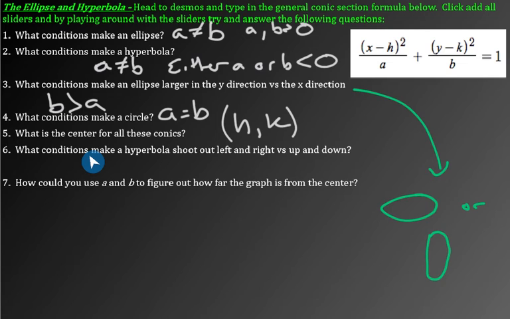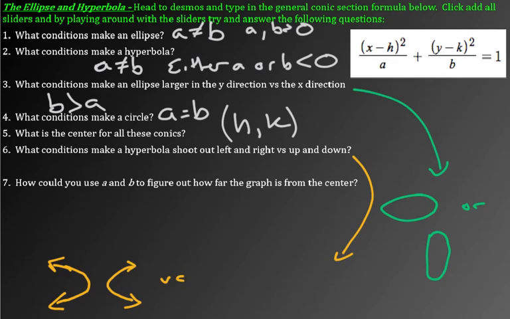And then for number 6 here, you should have seen that there are 2 types of hyperbolas. There are hyperbolas that shoot out left and right, like this, versus ones that go up and down, like this. And if you're asking the question, what condition makes a hyperbola shoot out left and right? So this way versus this way.